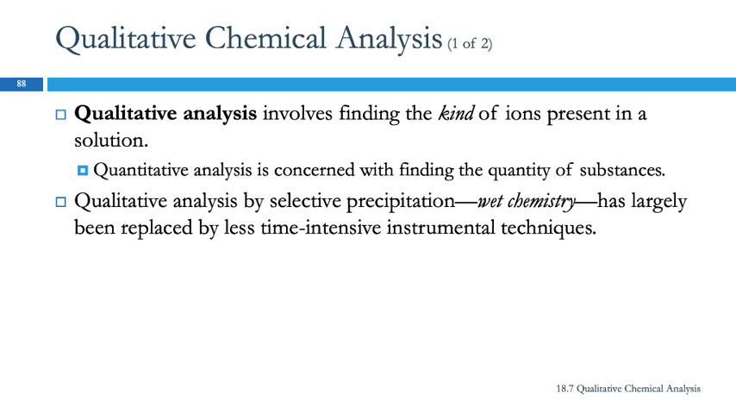So you can do qualitative analysis by selective precipitation, and this is often called wet chemistry. It's largely been replaced by less time-intensive instrumental techniques. But if you watch some of those detective shows set back in the 1800s, Murdoch Mysteries and Father Brown, those kinds of things, you'll see them with their test tubes, right? And they're taking a sample and adding something to it and seeing if the color changes, right?